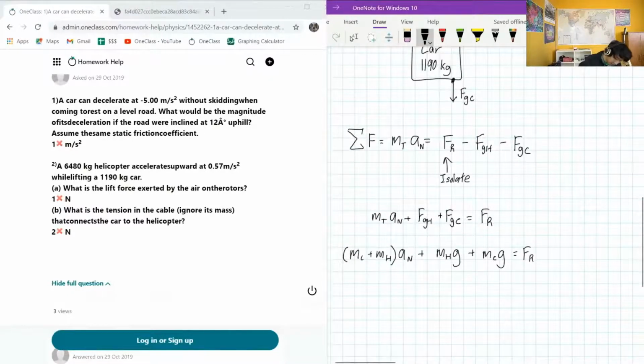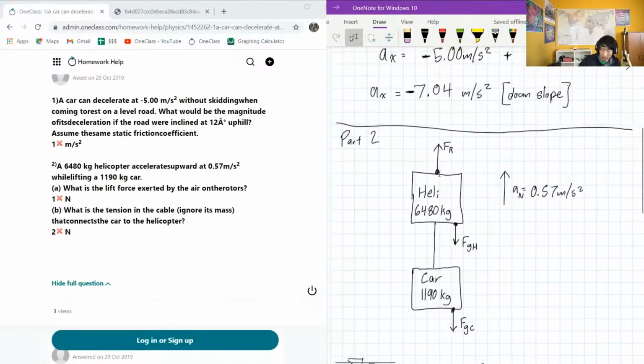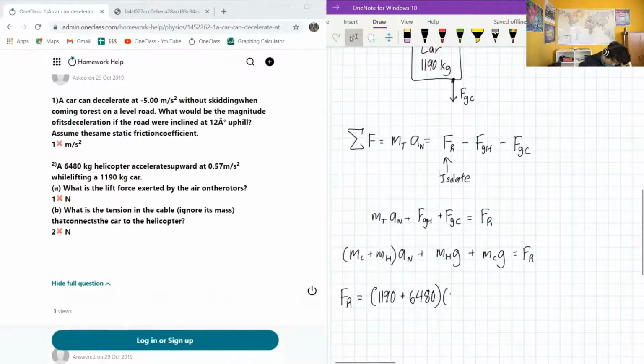Okay, so subbing in our numbers, our car mass is going to be 1190 plus the helicopter, which is 6480, times the net acceleration upwards, which is 0.57, plus the helicopter times gravity.